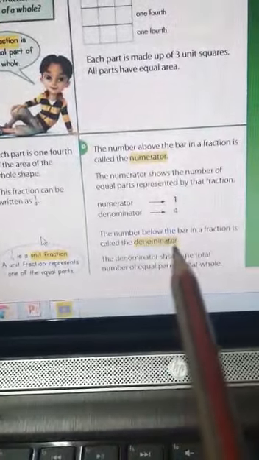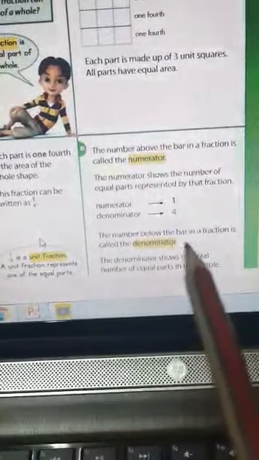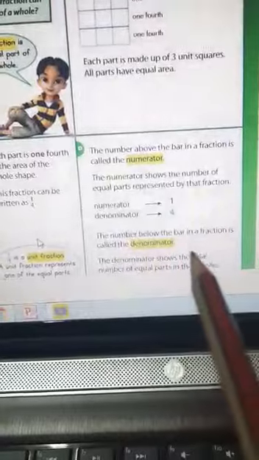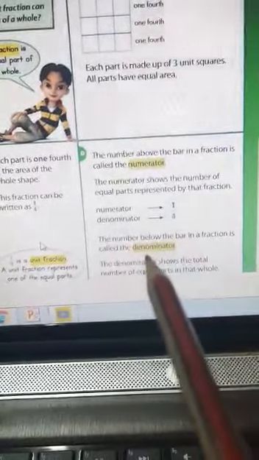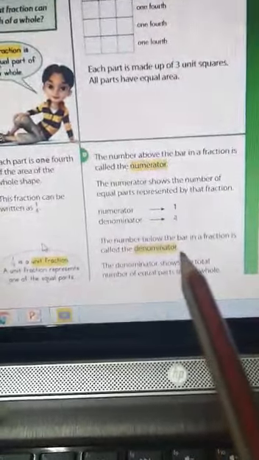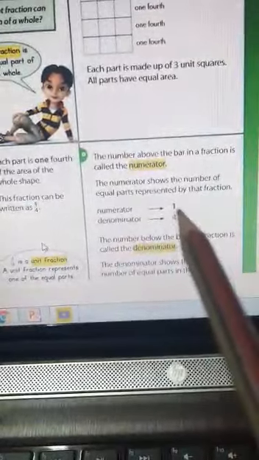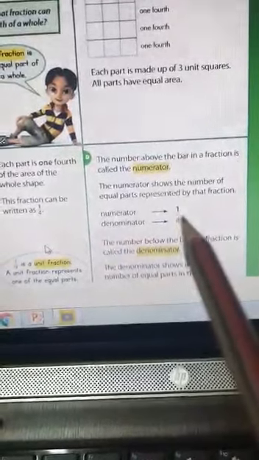The number below, it means down, the bar, this line, we call it in a fraction the denominator. So again, where is the numerator? It is up, above the bar. Where is the denominator? It is down, below the bar. Did you understand now?